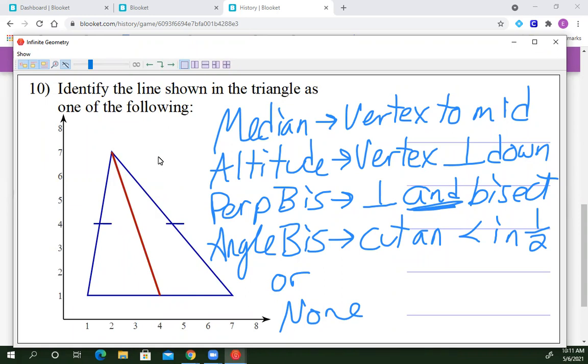What is this one? None. This is none. Is that what you're gonna say? Yeah. Sorry, yeah. This is none. I know there's tick marks, but it's not where it needs to be. The tick marks would need to be down here, and they're not. So this is nothing. I can't do anything with that.